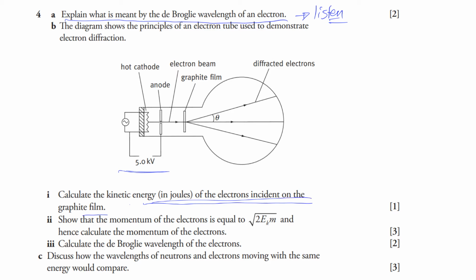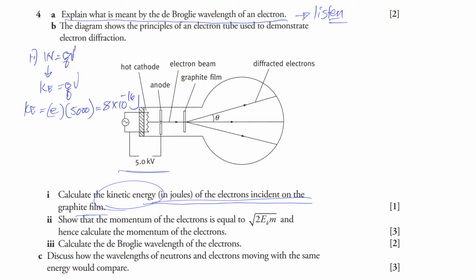Now we do calculations here. Calculate the kinetic energy. Now the B(i) is here. Work is actually Q times V. Kinetic energy is actually the work. So your kinetic energy is equal to Q times V. Now, the charge of the electron is e, 1.6 times 10 to the negative 19. You just write it in your calculator, times the voltage, 5,000. Now, our kinetic energy is 8 times 10 to minus 16 J. That is your kinetic energy.